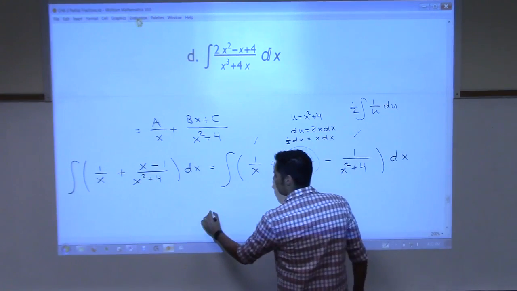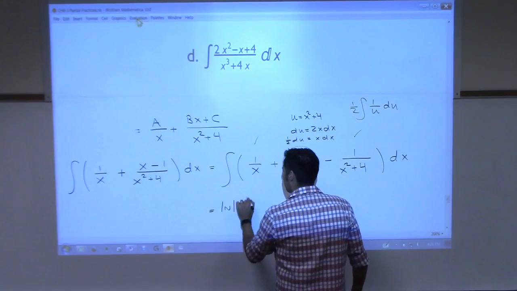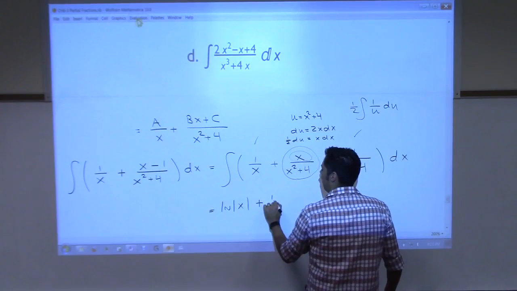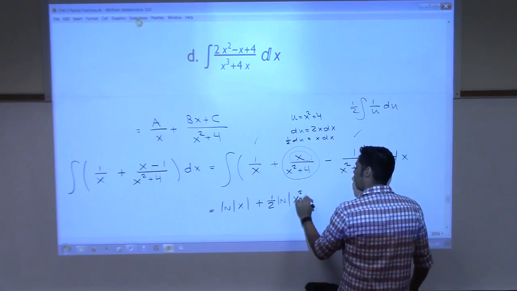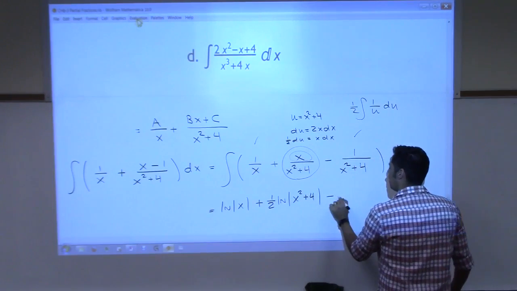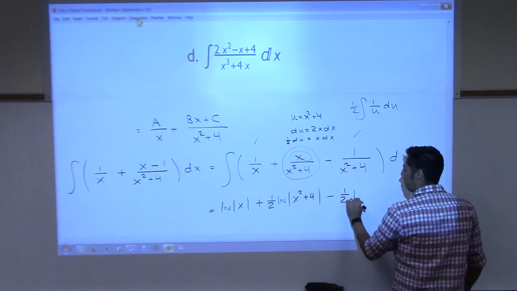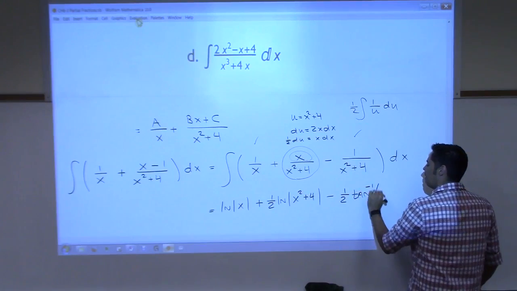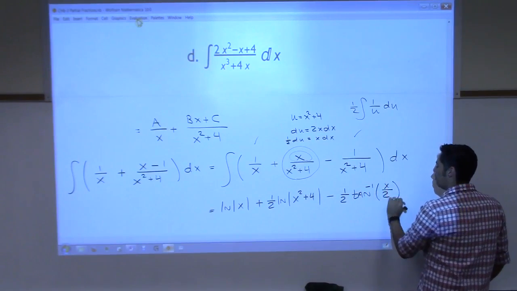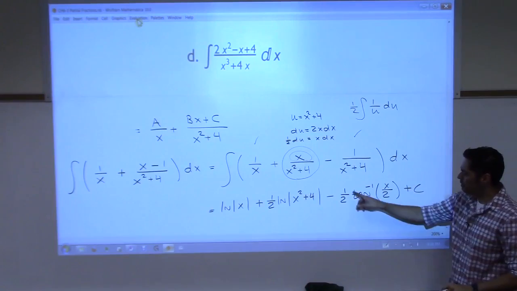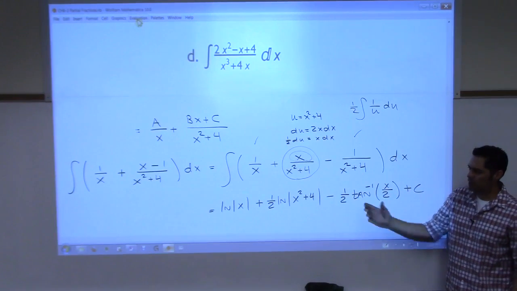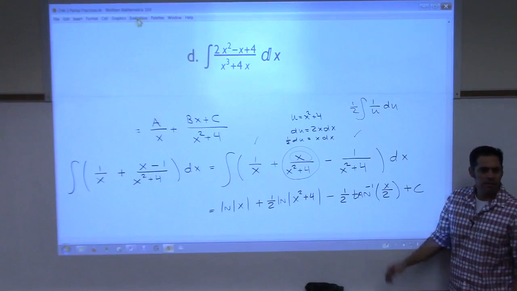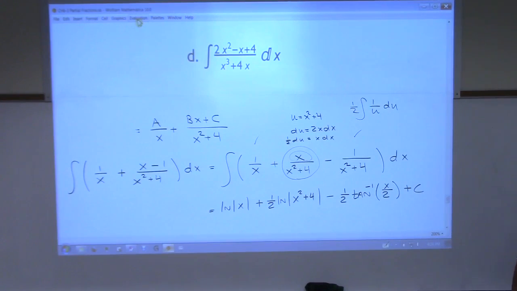I'm ready for the answer here. Natural log absolute value of x plus 1/2 natural log x squared plus 4, and then minus 1/2 arctan of x over 2 plus c. Why is it 1/2? A is 2, right? A squared is 4, so A is 2, and then the formula, there it is.